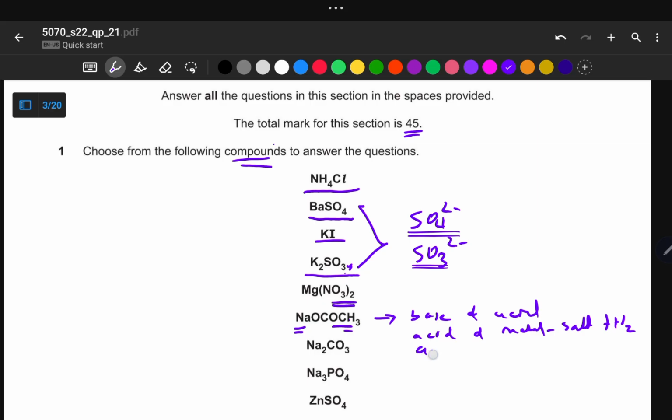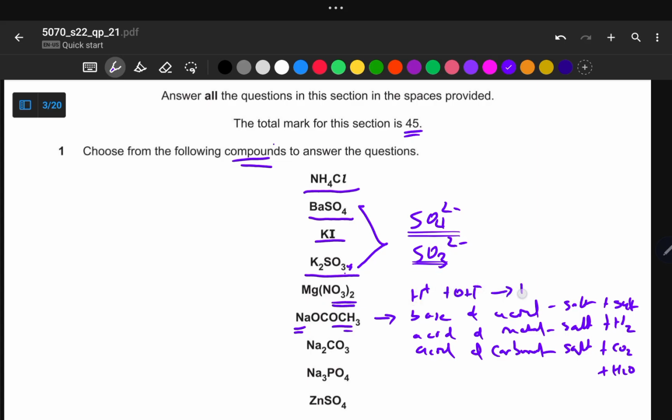We also have another reaction between an acid and a carbonate. For an acid and a carbonate, we are going to have salt, carbon dioxide, and water. And here we're only going to have salt and water. This one is called the neutralization reaction, and for it you need to know the ionic equation. This is the ionic equation for all neutralization reactions: the proton reacting with the hydroxide ion to give water. This is the reaction between a base and an acid, right?